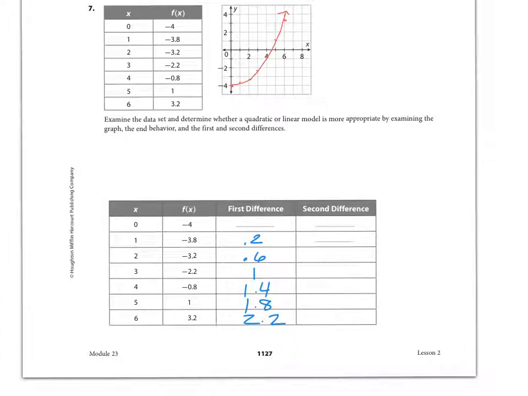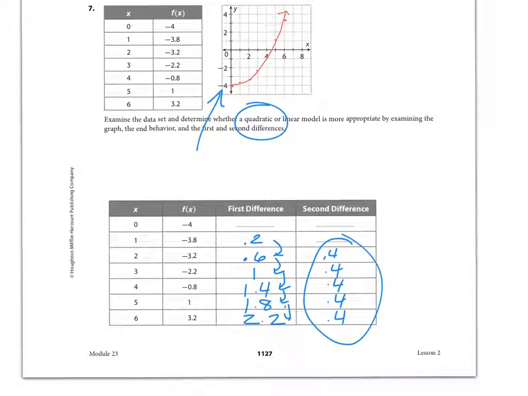So the second difference is basically this. What's happening here every time? Well, if you can see decimals, it's going up by 0.4, 0.4, 0.4, 0.4, 0.4. That second difference is the same. Therefore, this is actually represented by a quadratic model. We're just not seeing the second half of the quadratic. We're only seeing the positive side.